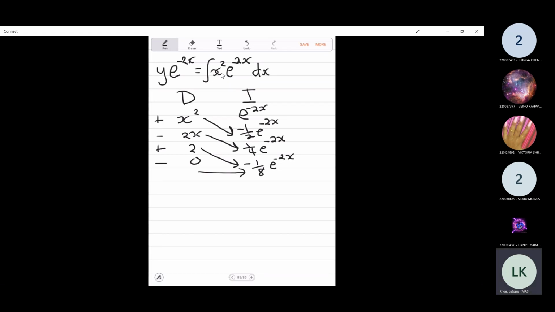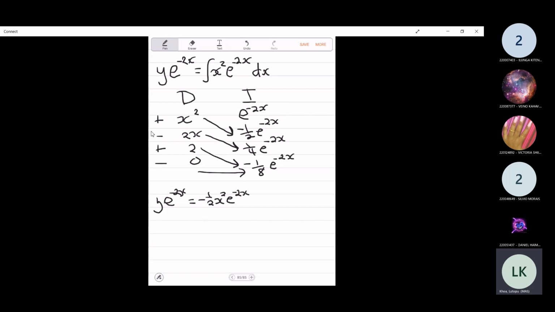Then we draw our arrows like that. So y e to the power of minus 2x is equal to, the first one is positive, x squared times negative a half e to the power of minus 2x. So that will be negative a half x squared e to the power of minus 2x.